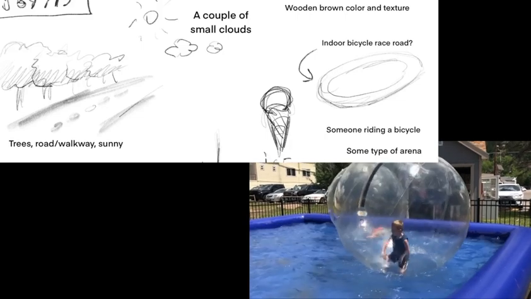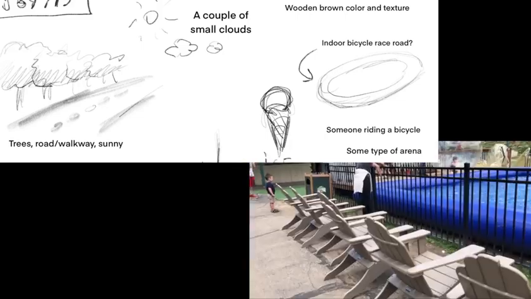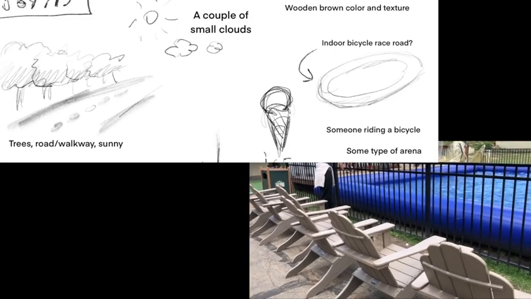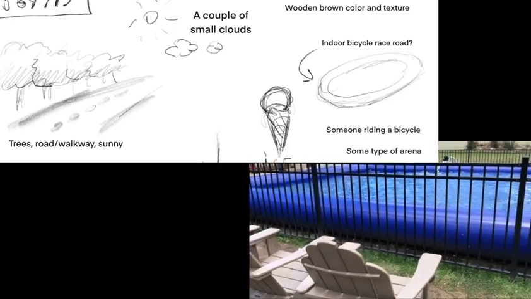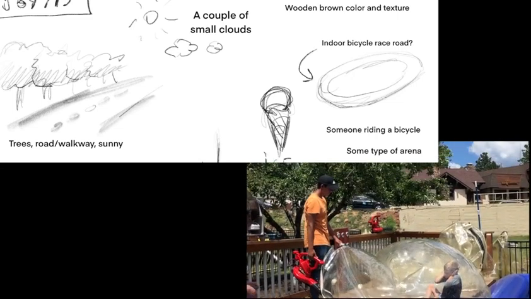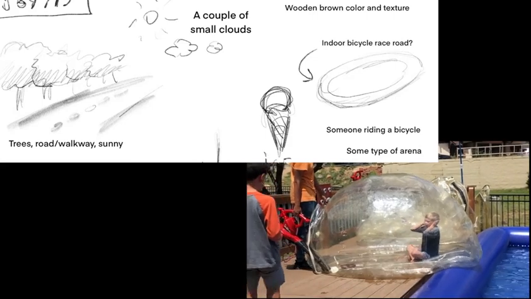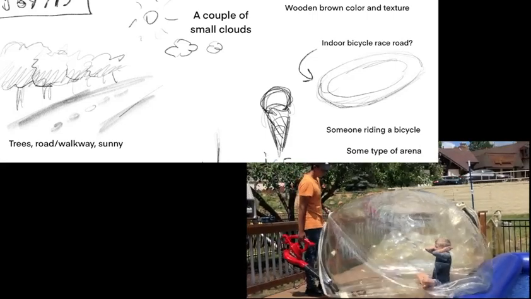Another viewer sent in some drawings, and what I like about these drawings, just as a side note, is they're very artistic. I wonder if this person's a graphic artist or a sketch artist. This is really nice. But so we see here on the left, trees, road, walkway, sunny, and that does describe the surroundings, small clouds. You can even see clouds in the background here.